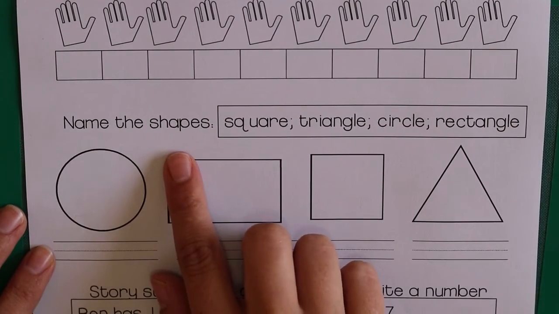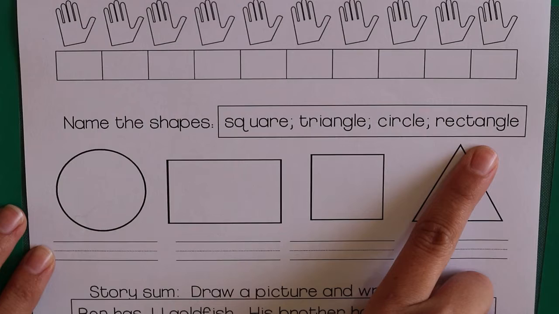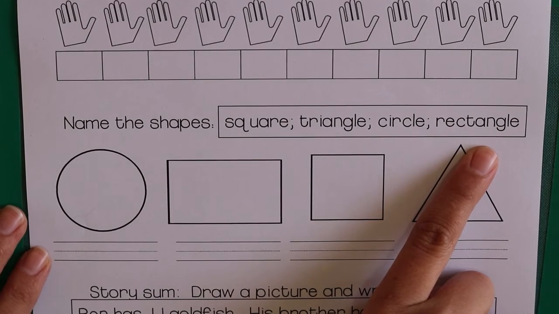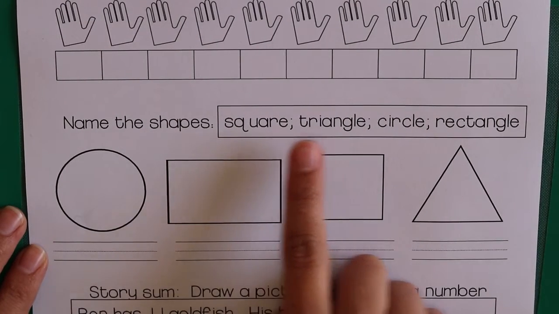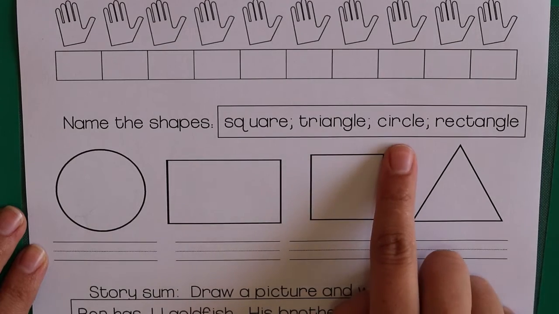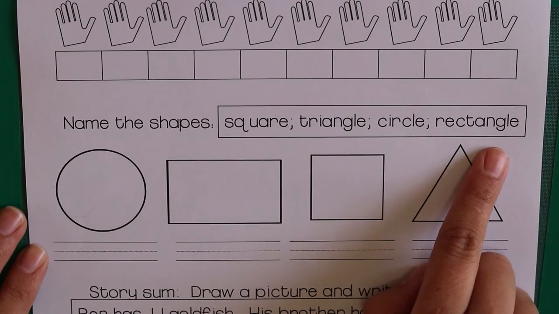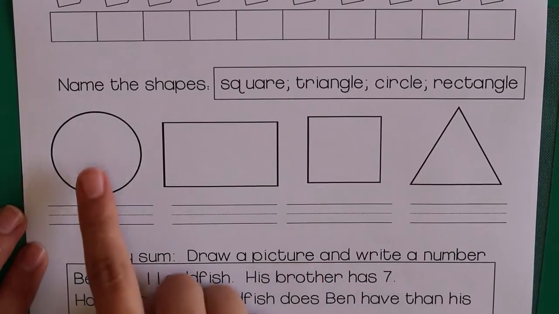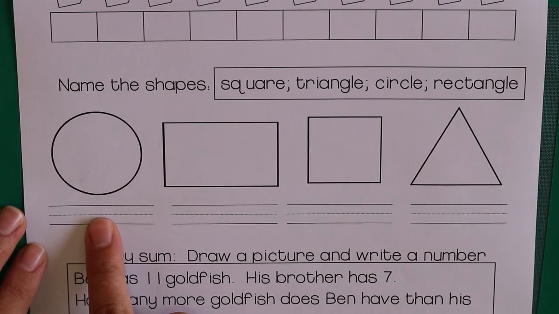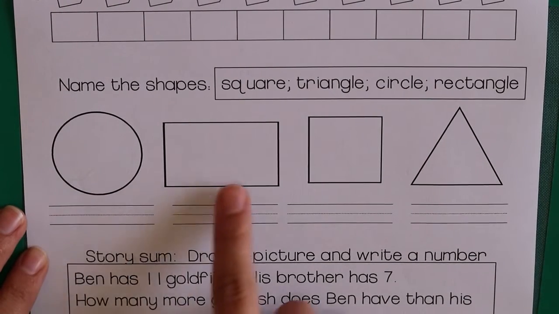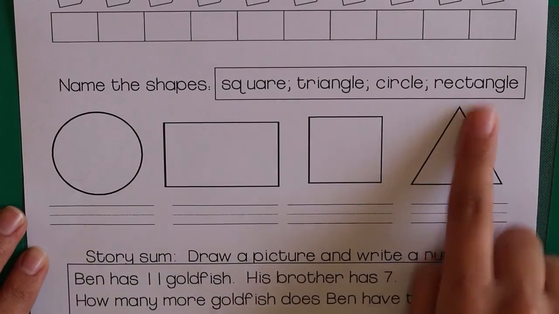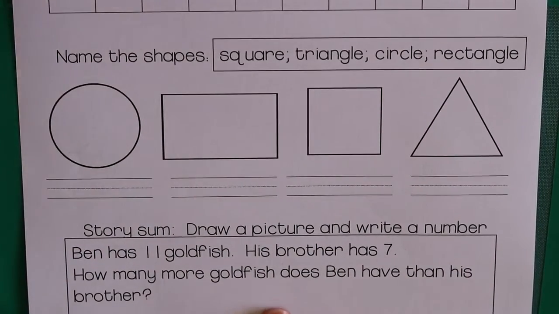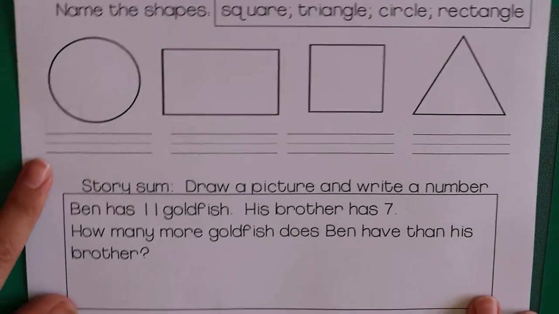Name the shape. Yeah, they give you the spelling of the word, so that's nice. There's square, triangle, circle, rectangle. So you look at each of these shapes and write on the line underneath what that shape is. You can get the spelling there. And the last one on page 6.